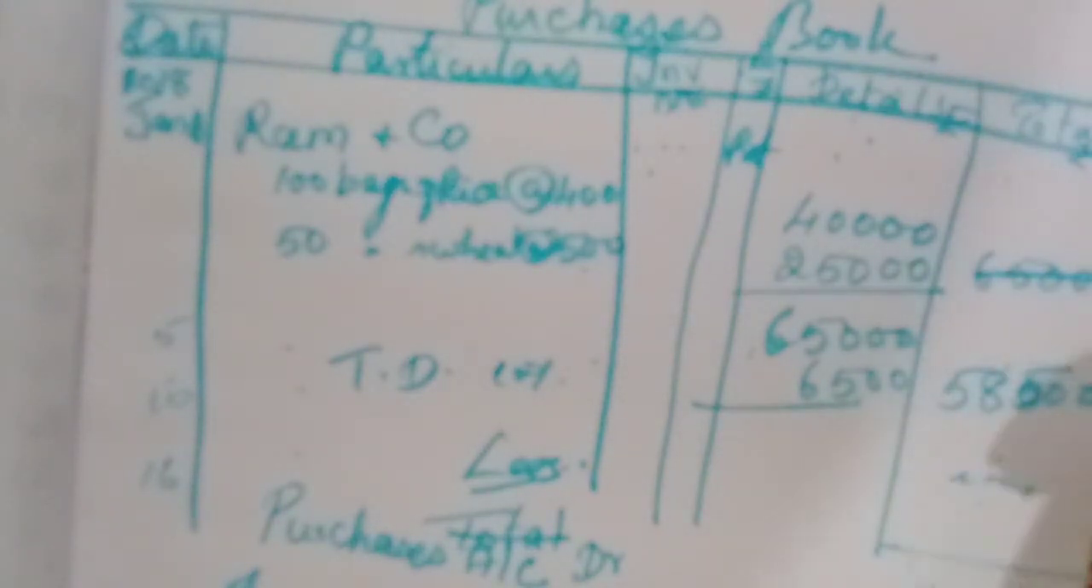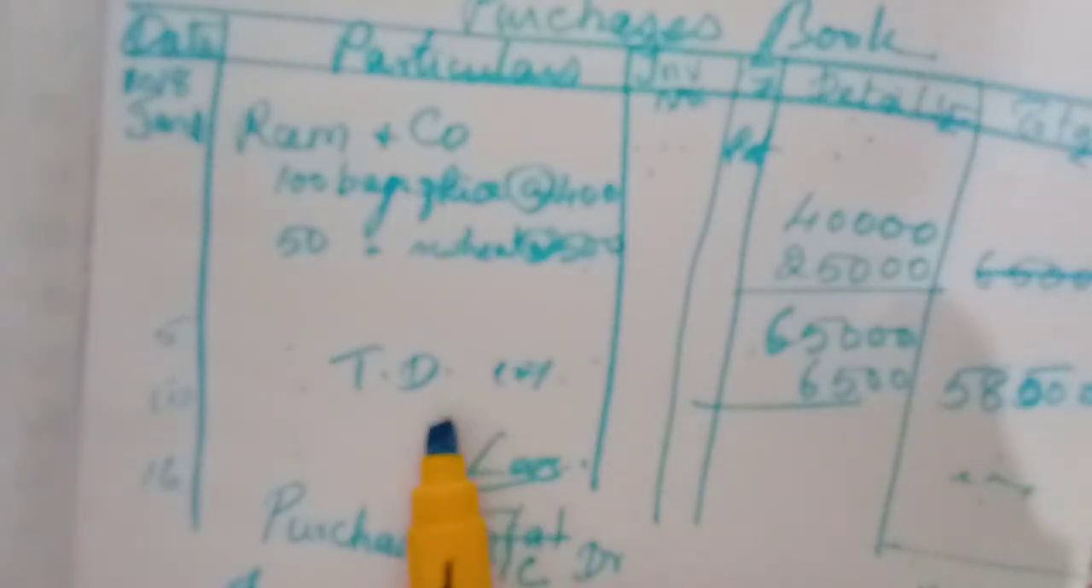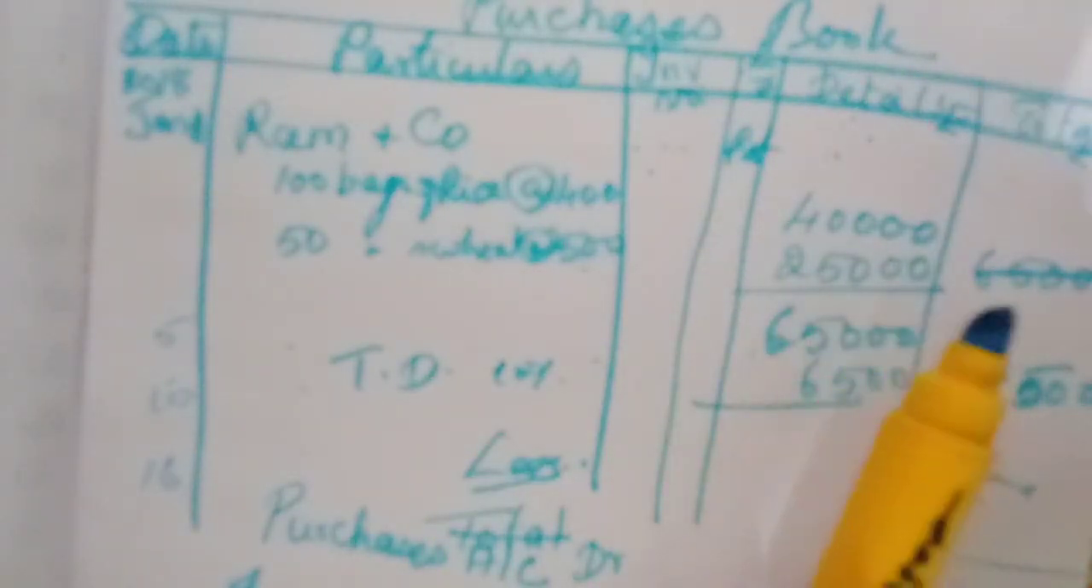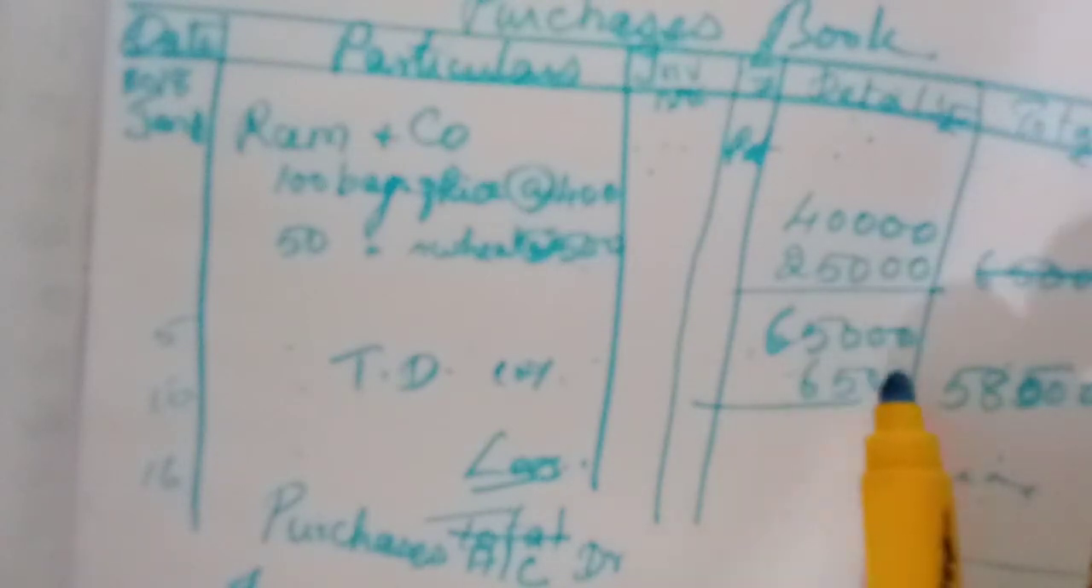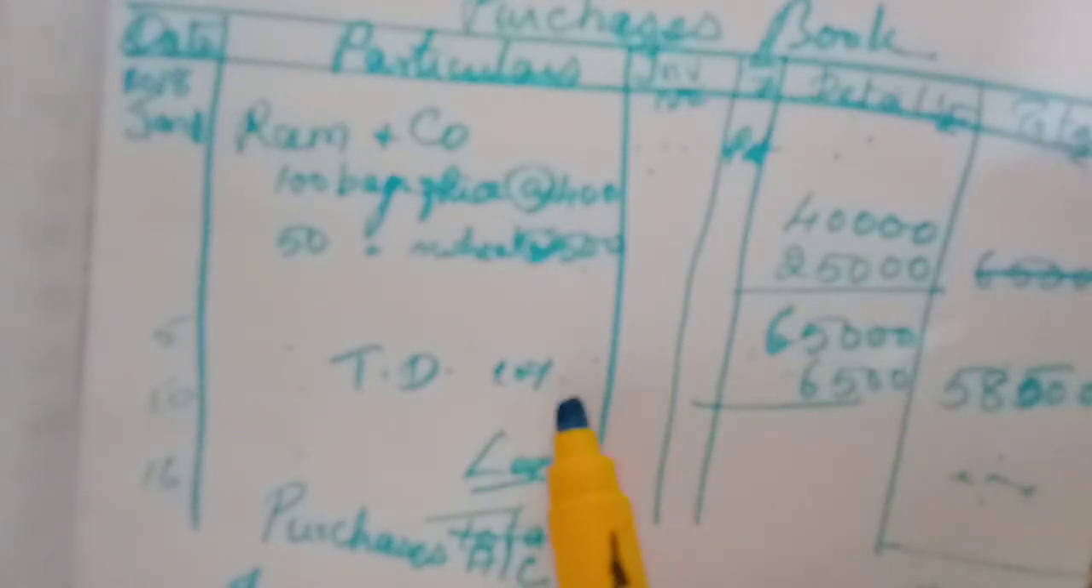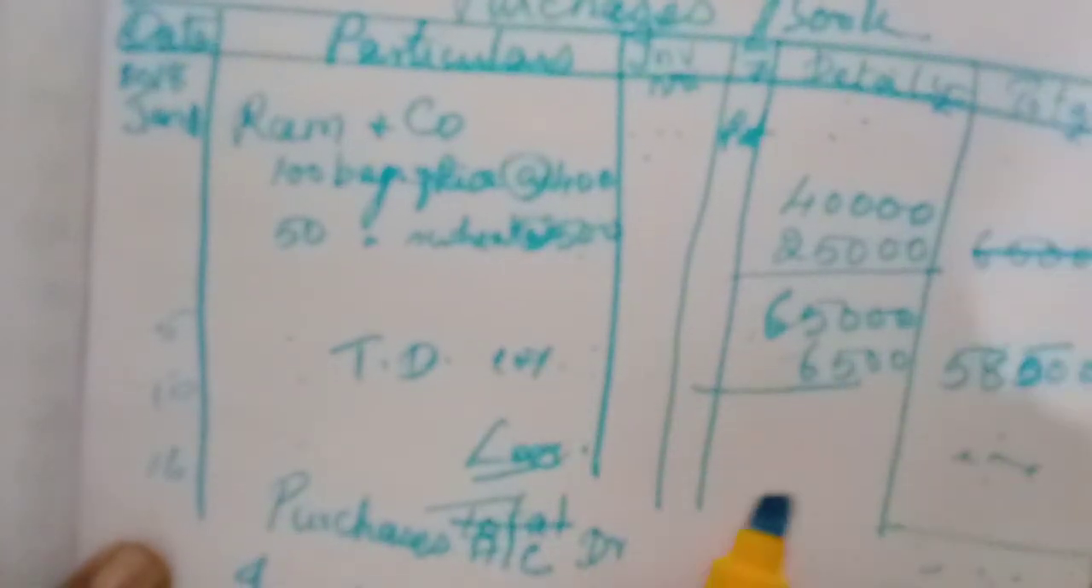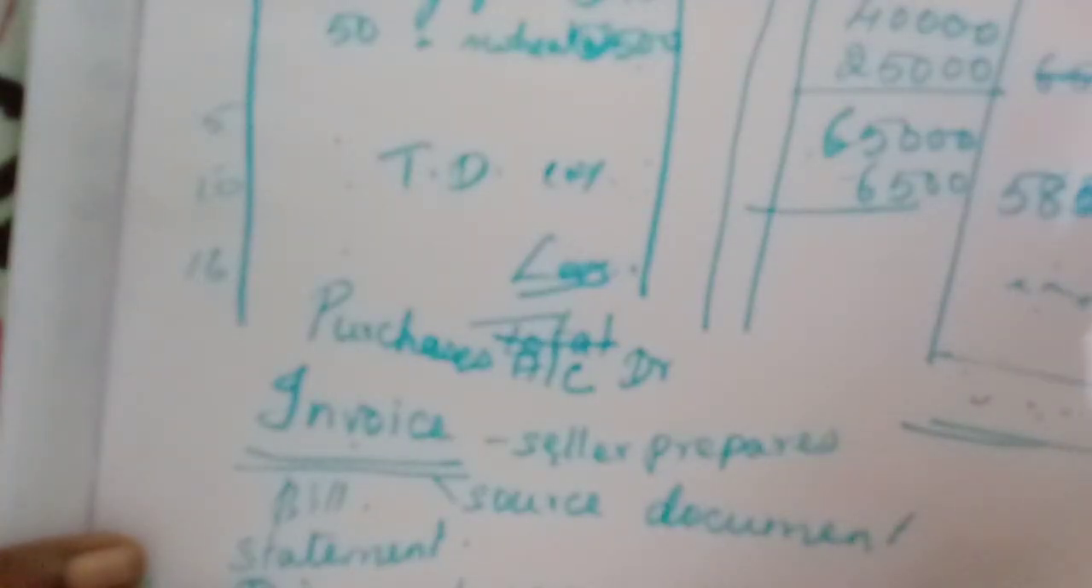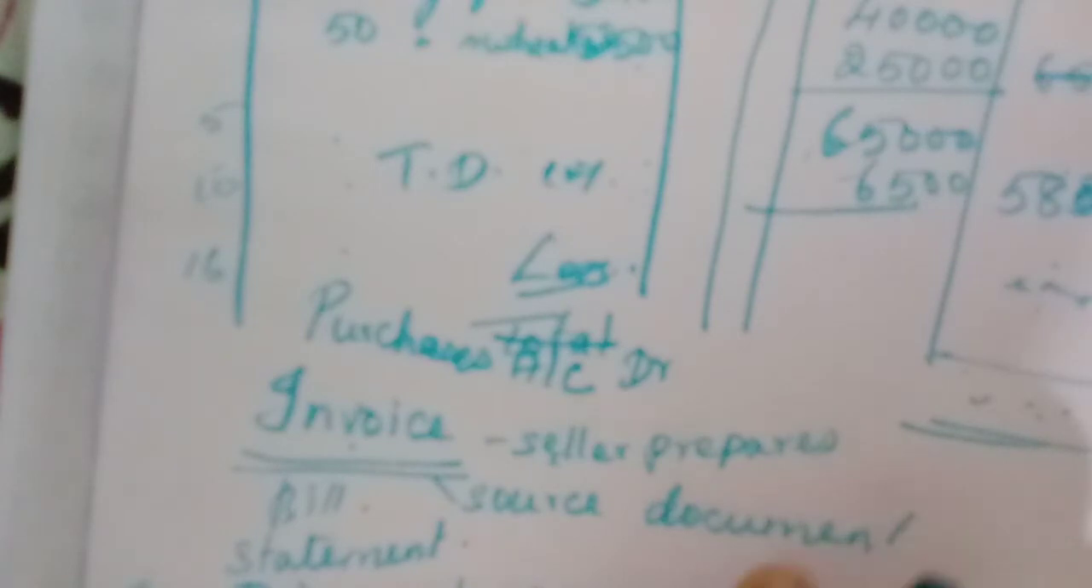So this will not be shown in the books of accounts anywhere, but it is only mentioned in the invoice. So we are also entering in the purchases book how much discount we have got. Nowhere it is entered. But another discount, the cash discount, we will enter. That I will explain now, what is cash discount.